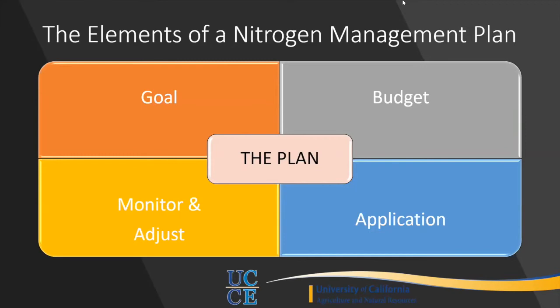So I like to think of a nitrogen management plan as consisting of four main elements that make up the plan. I like to start in the top left of this graphic with the goal. The goal is set by where you would like to be, how much nitrogen you would like to get out of the system, or that can be translated in terms of how much yield you expect out of the system.